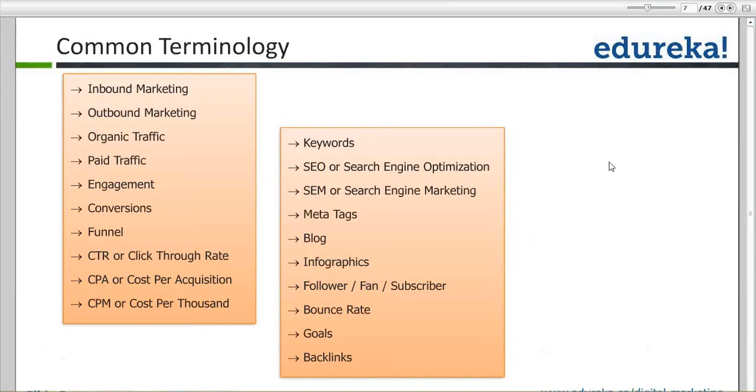Next is search engine optimization. Search engine optimization is the steps you take, the things you do, to make sure that your website or your brand appears higher on the Google search engine. This is directly linked to organic traffic. The higher your search results, the higher your organic traffic.